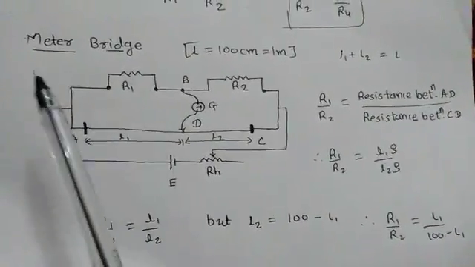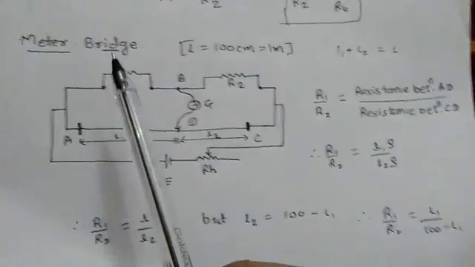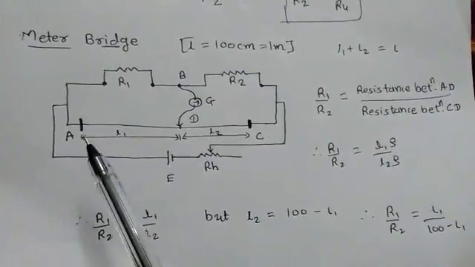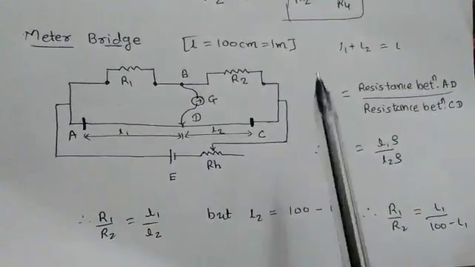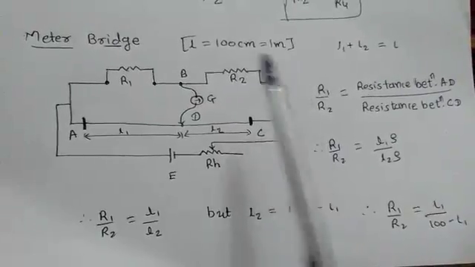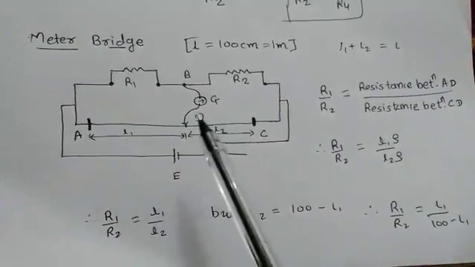Now we are going to consider the meter bridge. Generally it is known as a meter bridge because the wire we are using, AC, has a length of 100 centimeter or 1 meter. That's why it is called a meter bridge.